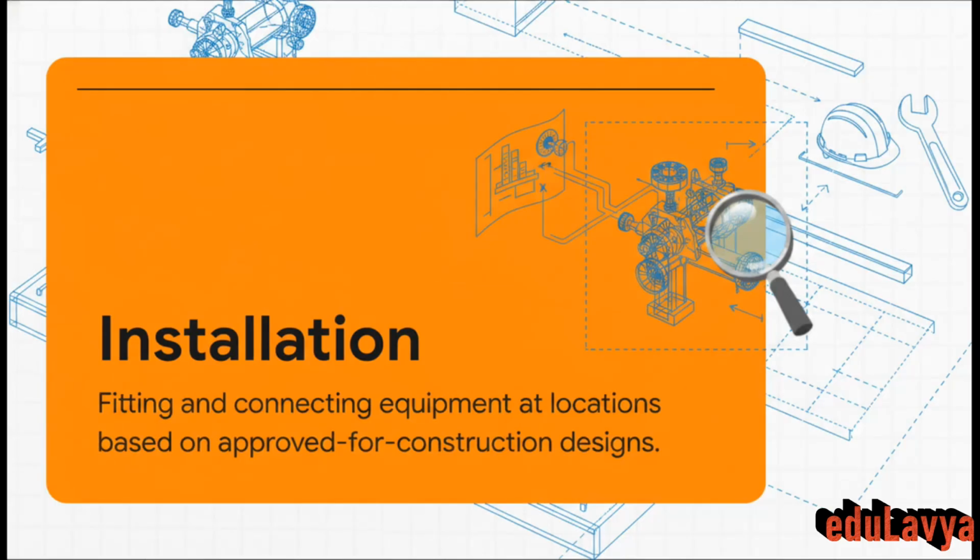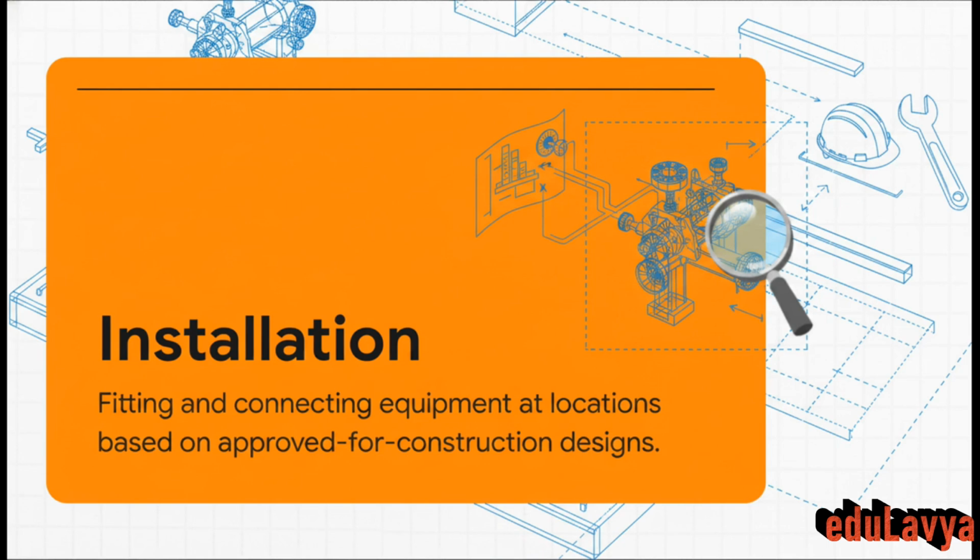The baseline definition we're working with here is this. Installation is the physical fitting and connecting of equipment at pre-prepared locations based strictly on approved for construction designs. And I really want to emphasize that word strictly. Installation is absolutely never improvised. You don't just figure it out on the fly. It is an exact, methodical execution of a meticulously planned design. Simply put, if the blueprint isn't formally approved for construction, the physical work literally cannot begin.